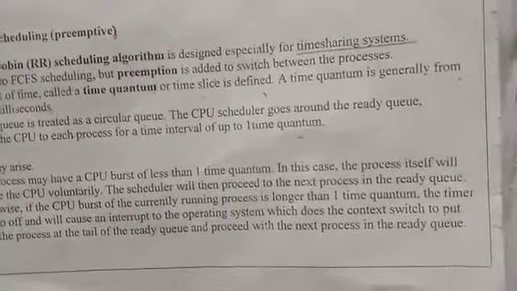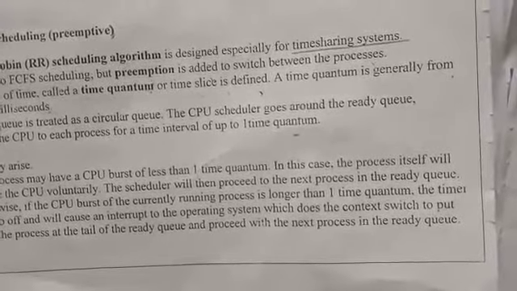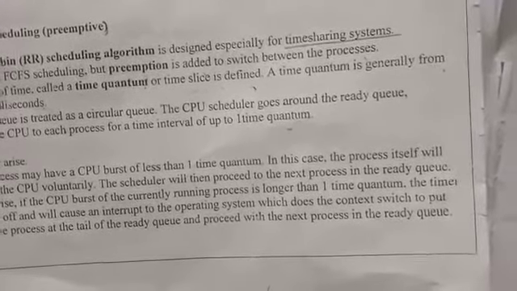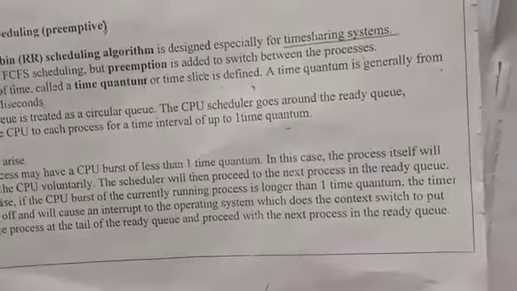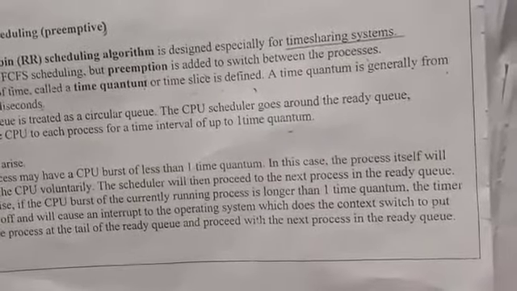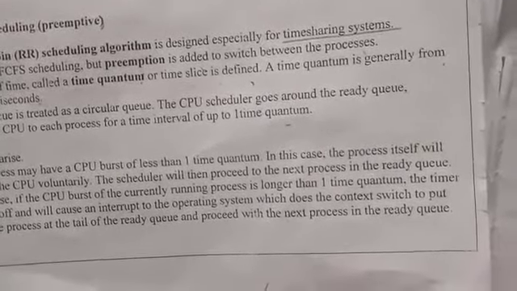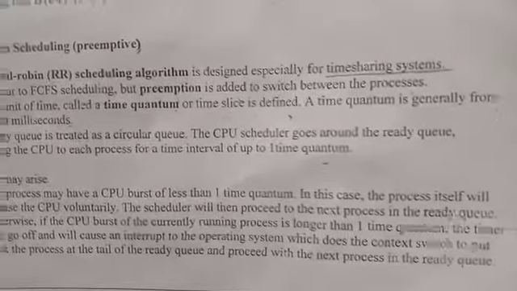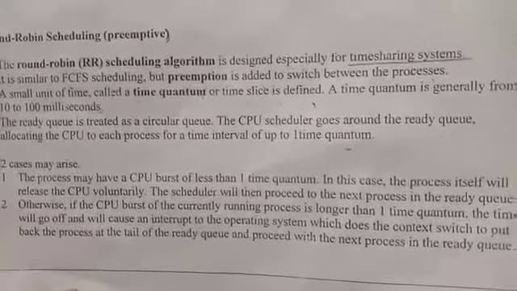Even in the next round, the same time quantum is defined, and the process could use the CPU only for that amount of time. This continues until all the processes finish their jobs in multiple rounds. There are two cases that could arise.